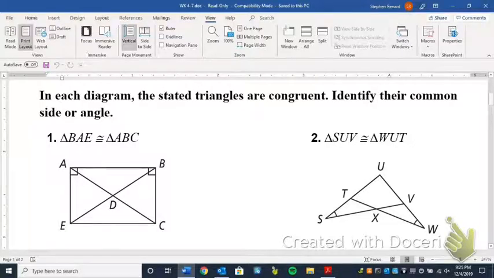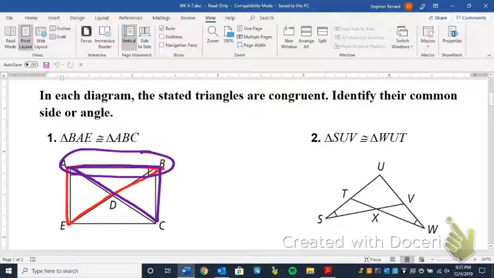So what we want to do, in each diagram, the stated triangles are congruent, identify their common side or angle. Each one of these, 1 and 2, is going to have a common side or angle. What I like to do on ones like this is just trace the triangle. So that's triangle BAE, and that's triangle ABC. Well, where do they overlap? They overlap in a couple places, but the only place they fully overlap is there on AB. So the answer is AB.